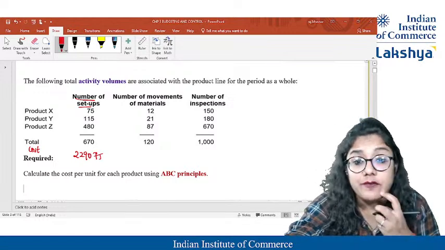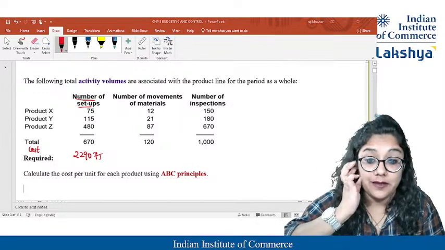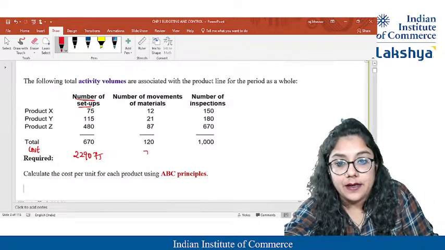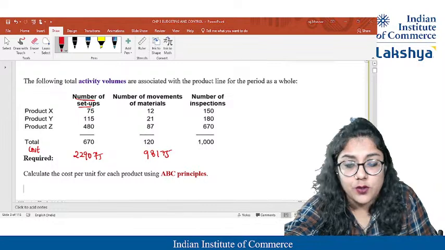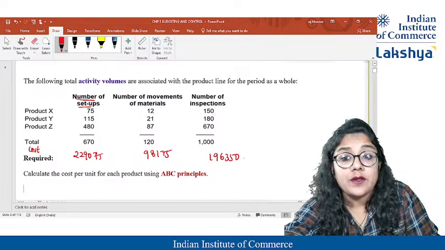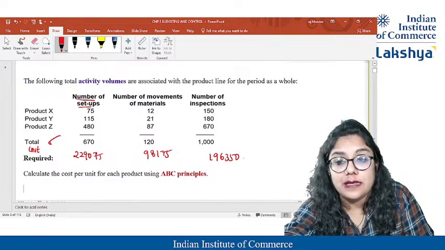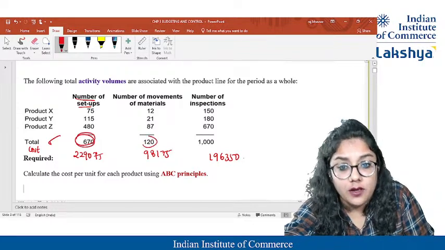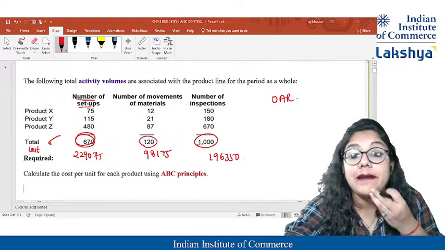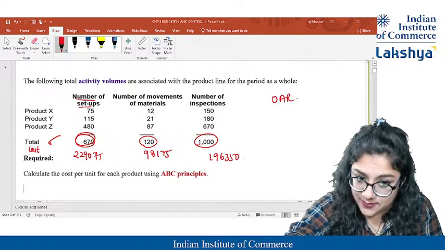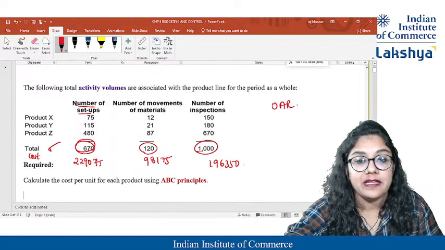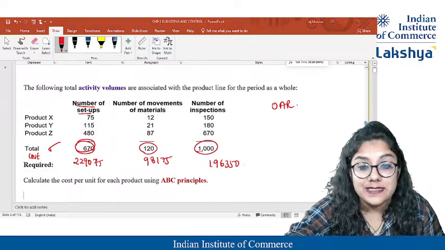229,075. Same way for material handling, the question has given 98,175, and the total cost for inspection which was given was 196,350. So if I divide this total cost by the number of setups and so on, I get the OAR, that is the individual cost rates. If I divide it, I'll get that, and then I can multiply it with the numbers. This is the way the question is to be done.